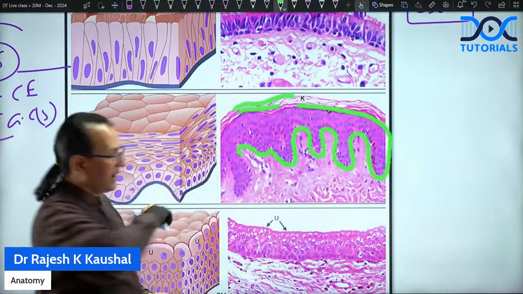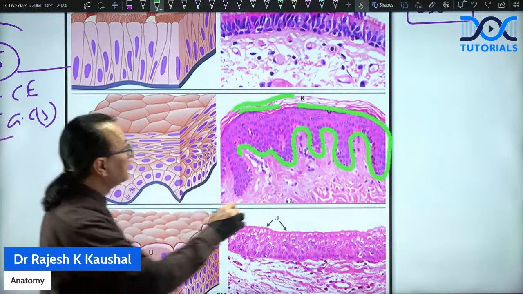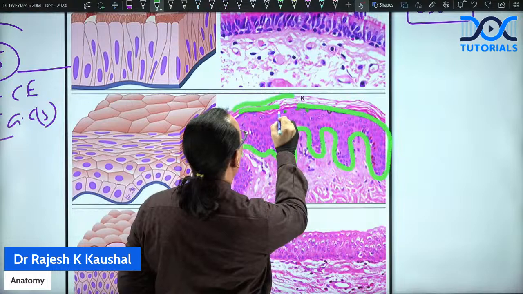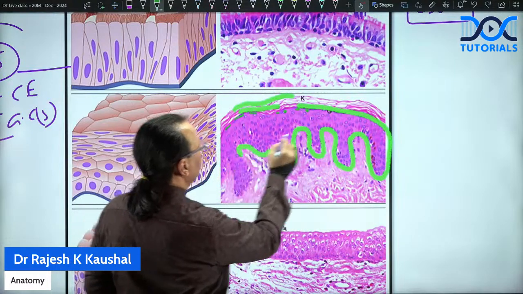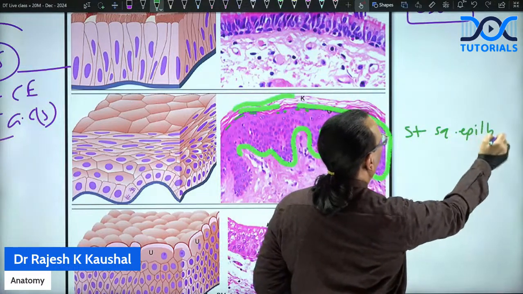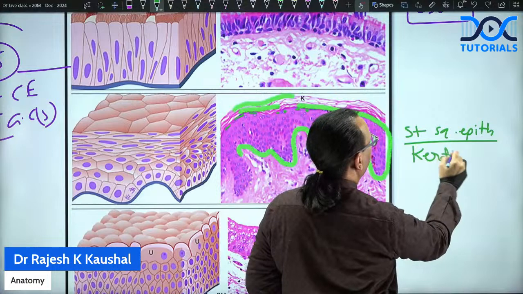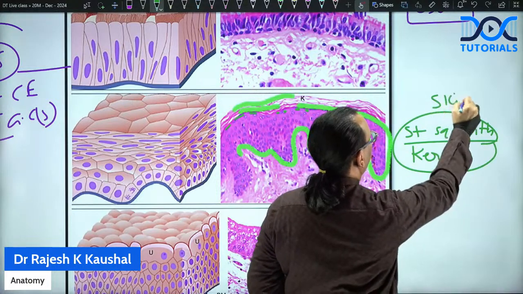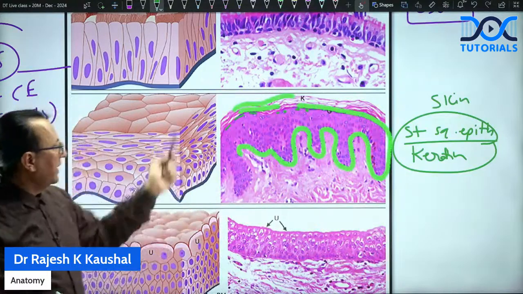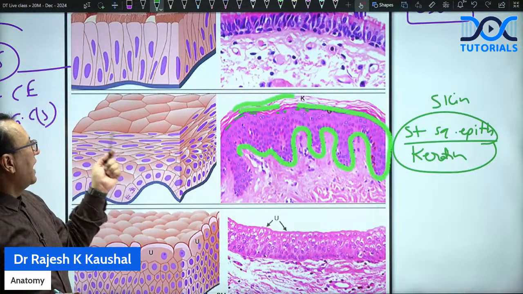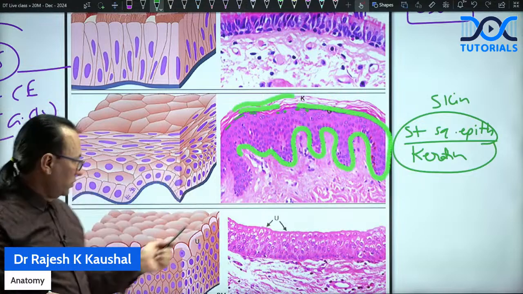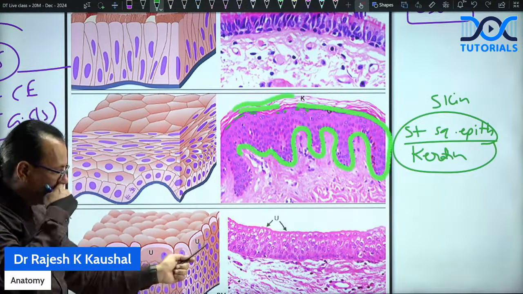Even the superficial cells are not very large cells. They will be a flat cell with a flat nucleus. So flat cell, flat nucleus: stratified squamous epithelium with keratin. This appears in the skin. In the skin, you will have stratified squamous epithelium with keratin. The topmost cells will have a flat cell, flat nucleus, in comparison to the globular cells, the umbrella shaped cells, which we were talking about.